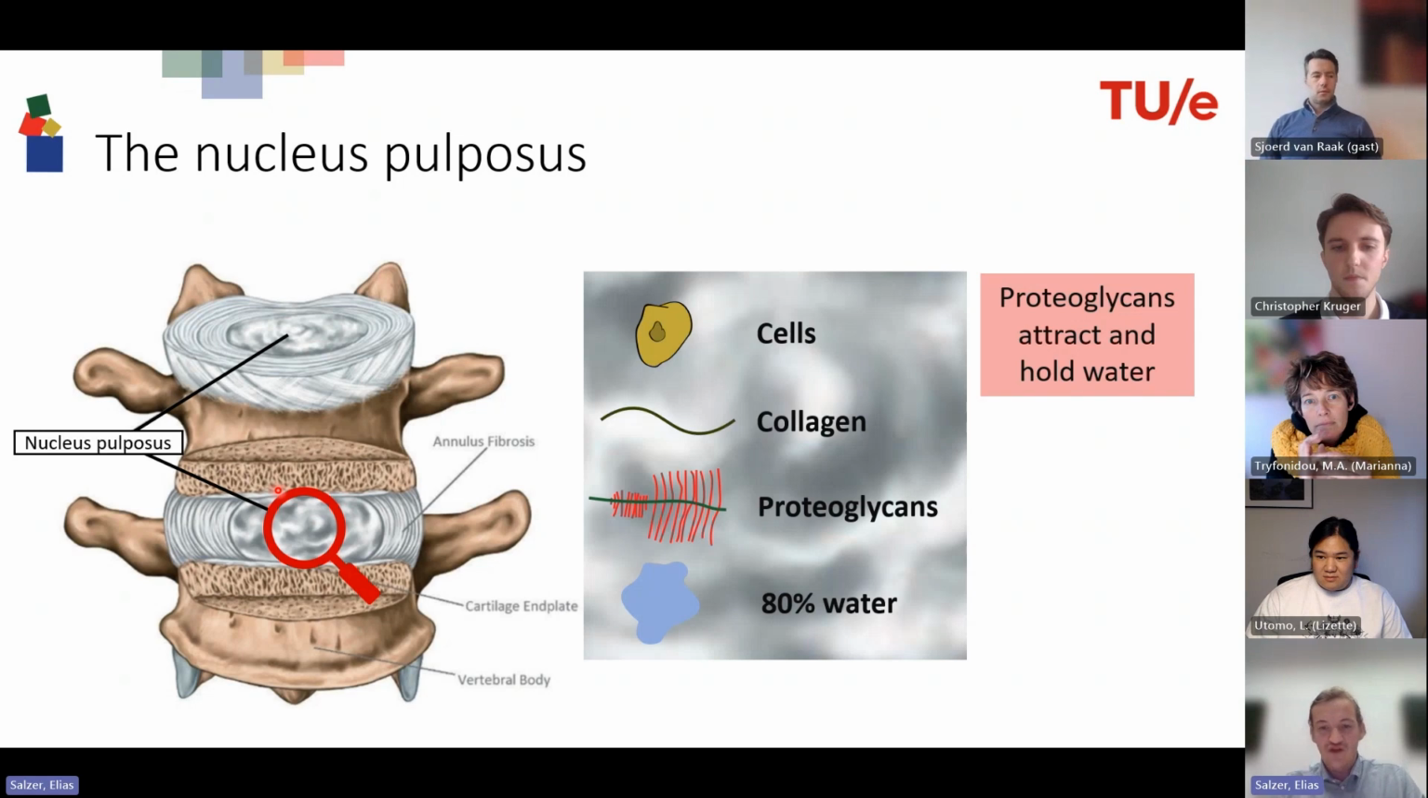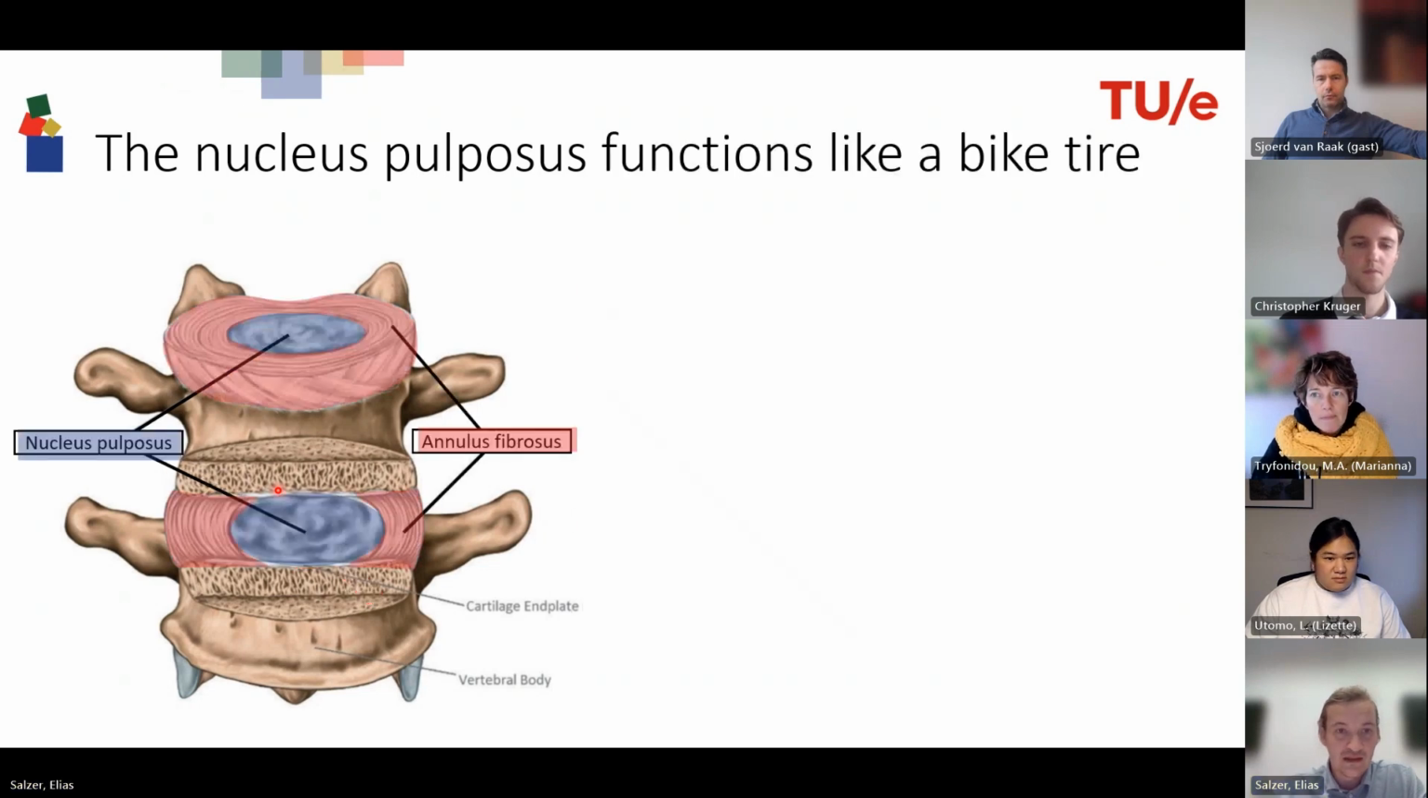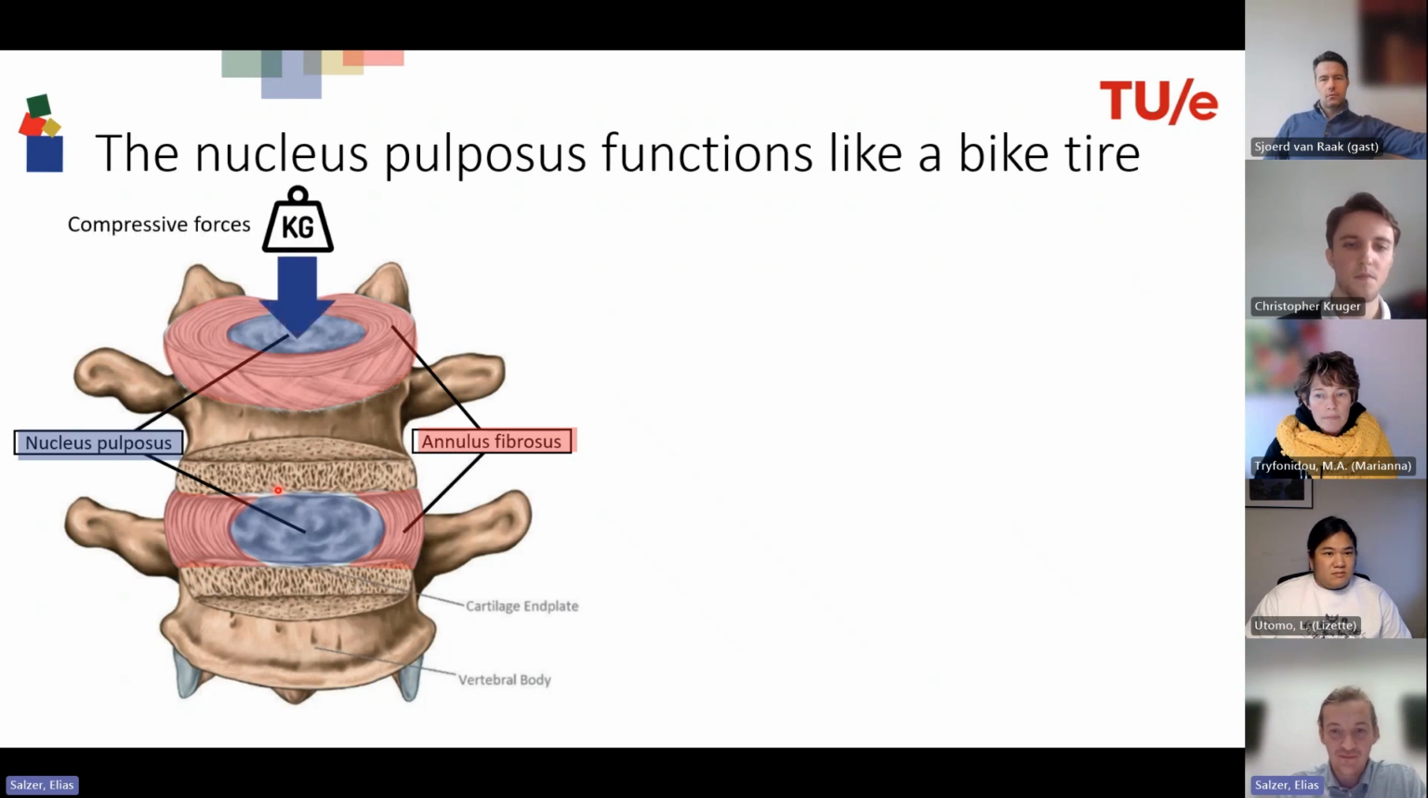And how does this work now, these proteoglycans, that they can attract so much water and hold it? It's quite comparable to diapers, actually. So in diapers, there are molecules added that are super absorbable, which means that they can take up a lot of water. And it's very similar to what happens in the nucleus pulposus. And when we now think about the function of the nucleus pulposus in the intervertebral disc, we can compare it to a bike tire.